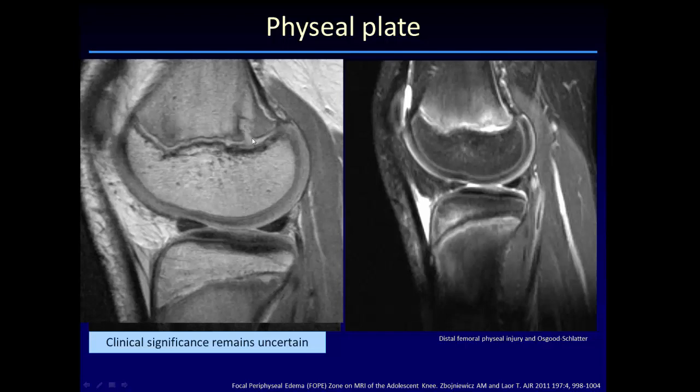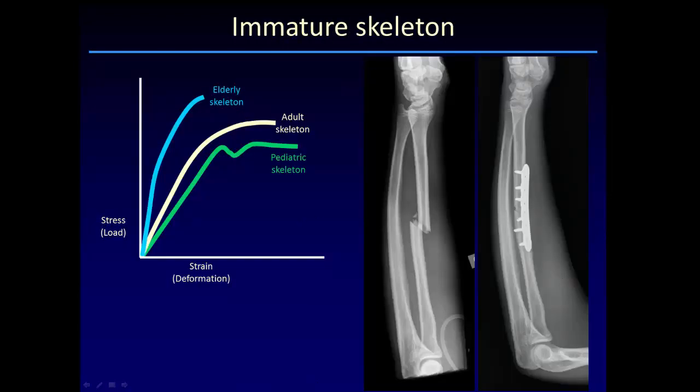Here's what they look like in a blow-up. You can see some chondral displacement that's taken place focally at the physeal plate, surrounded with edema in a child who's very physically active, who also has Osgood-Schlatter edema at their tibia and some infrapatellar bursitis. So the immature skeleton really behaves differently than the adult skeleton.